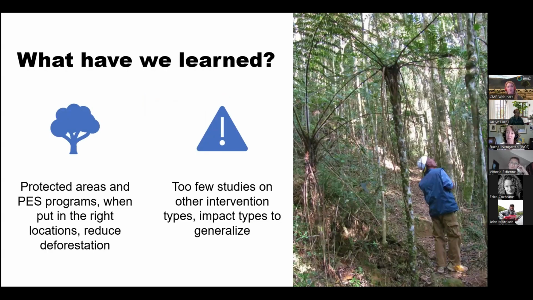What have we learned more generally? Protected areas, as I mentioned, and payments for ecosystem services programs, when put in the right locations, reduce deforestation. So there's a very narrow subset of studies that looked at those two intervention types. And there's enough of those studies from around the world, from a bunch of different contexts and locations that show, on average, they do reduce the loss of forest. So that's a good outcome.